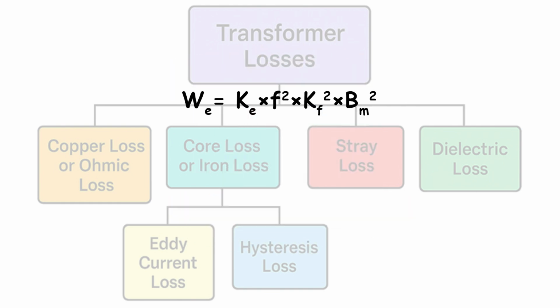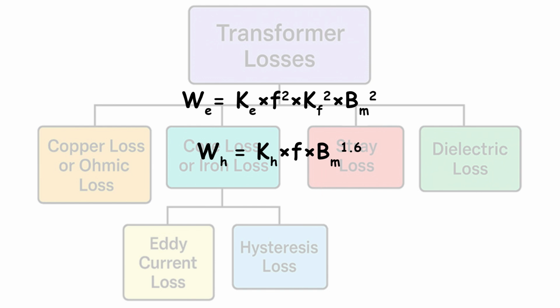Next comes hysteresis loss. The magnetic domains inside the core continuously realign themselves as the magnetic polarity changes with each AC cycle. This repeated realignment consumes energy, which appears as heat in the core. We express hysteresis loss with the equation W_H equals K_H multiplied by frequency, multiplied by maximum flux density raised to the power 1.6. Here, K_H is the hysteresis constant, and B_m is again the maximum flux density.